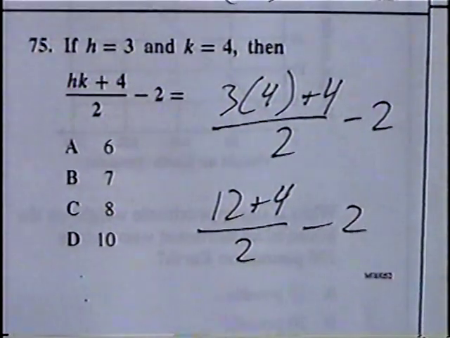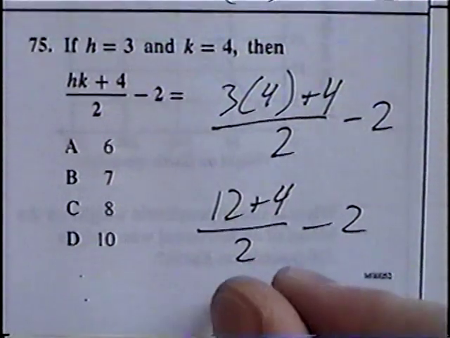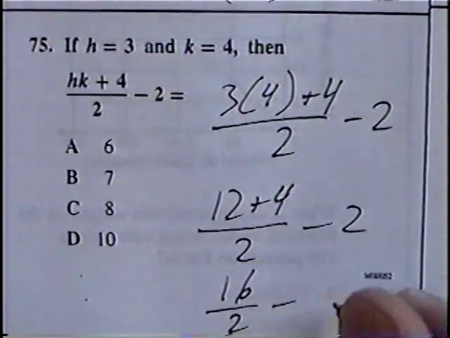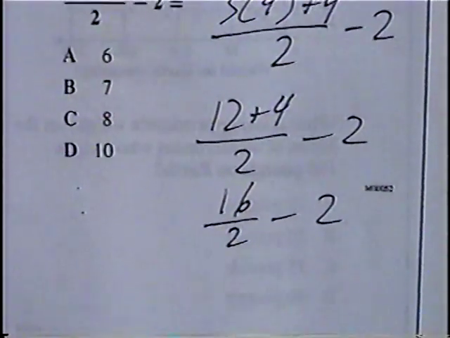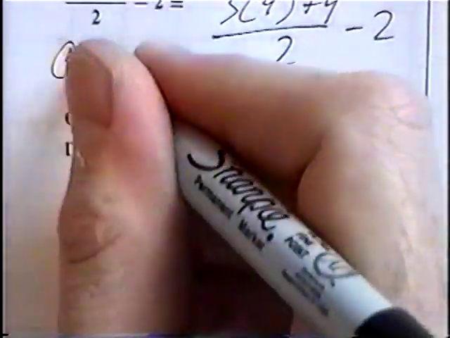minus 2. When you have fractions, you want to do the numerator first before you divide. So 12 plus 4 would be 16 divided by 2. 16 divided by 2 would be 8, and 8 minus 2 would be 6.